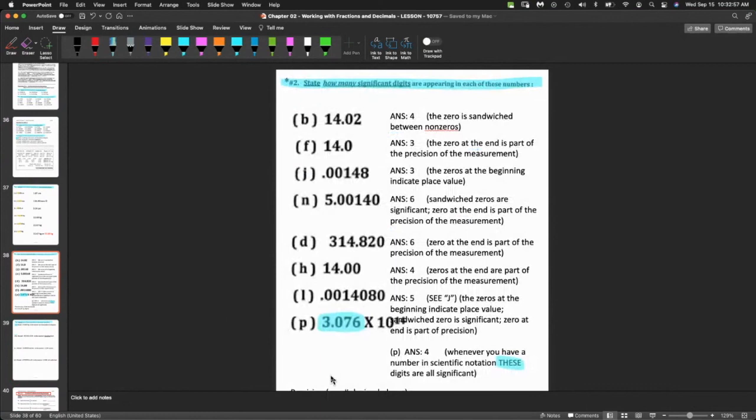The short answer is this is scientific notation. Whenever you have a number in scientific notation, all of the digits that appear before the multiply, all of those digits are significant. That's it. So for all scientific notation, any digits that you see here, you just count them. And who cares if they're zeros? Doesn't matter if they're zeros. Everything's significant.